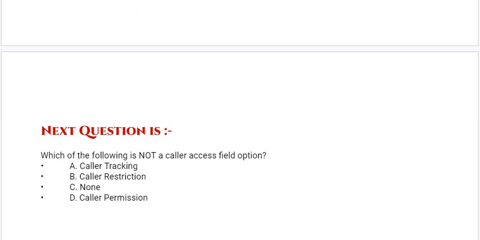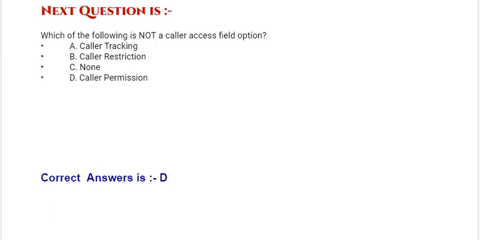Next question is, which of the following is not a caller access field option? Option A, caller tracking. Option B, caller restriction. Option C, none. Option D, caller permission. Correct answer is option D.